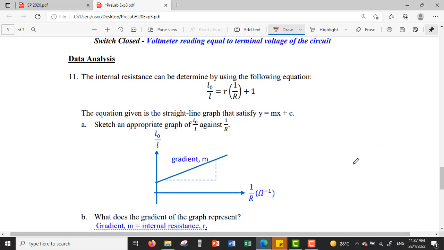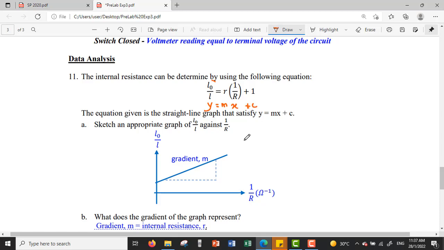Then we go through the data analysis. The internal resistance can be determined by using the following equation. In the theory, we have this equation, L0 over L equals r in bracket 1 over R, plus 1. The equation given will be a straight line graph that satisfies y equals mx plus c. So we need to sketch an appropriate graph of L0 over L against 1 over R.